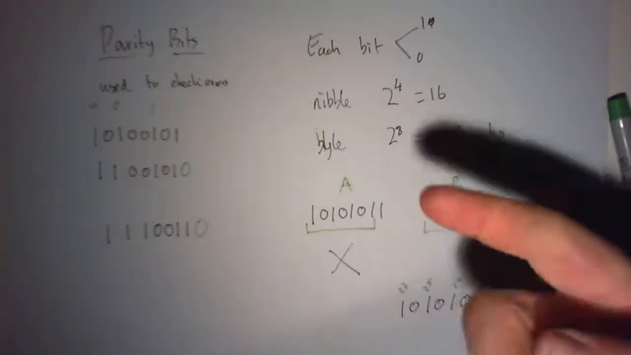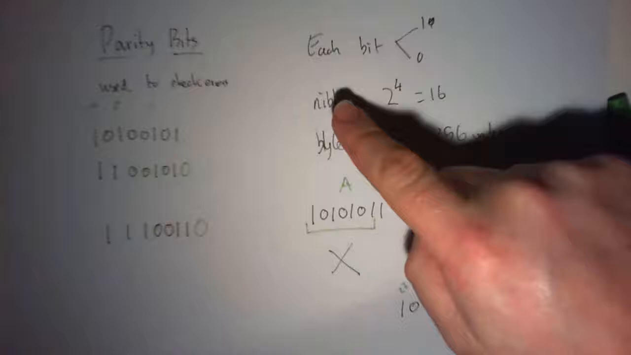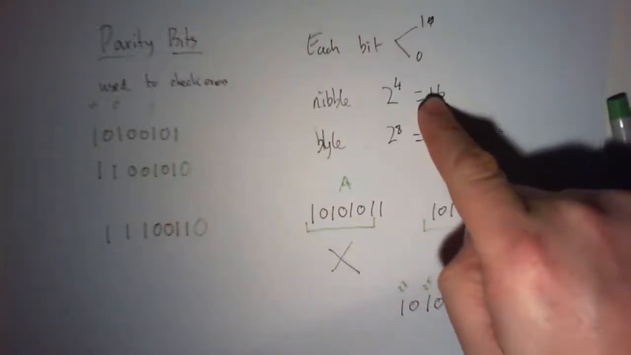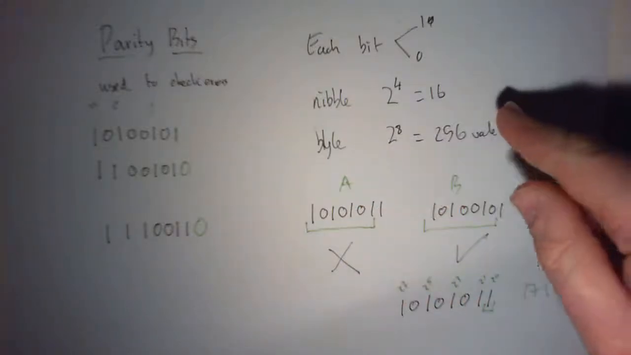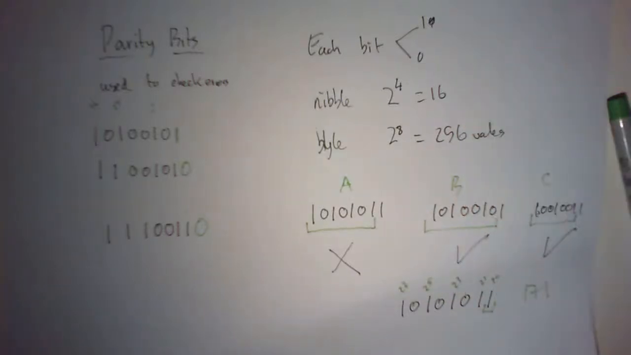Okay, 1 bit has only 2 possible outcomes. 1 nibble has 16 possible combinations of 1s and 0s. A byte has 256. Okay, you can imagine how many is in a kilobyte. You know, that's the reality of it.